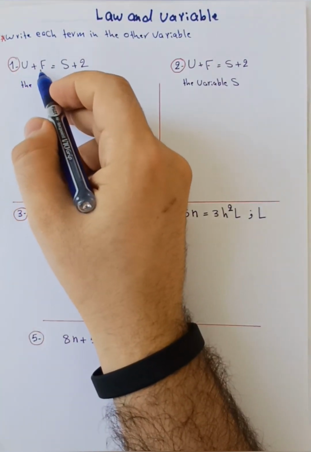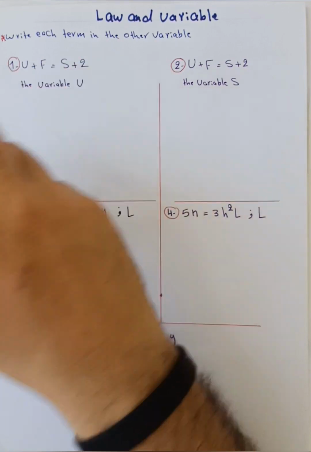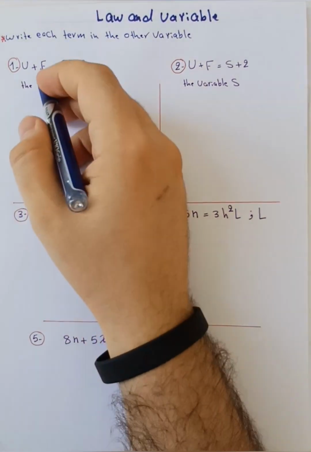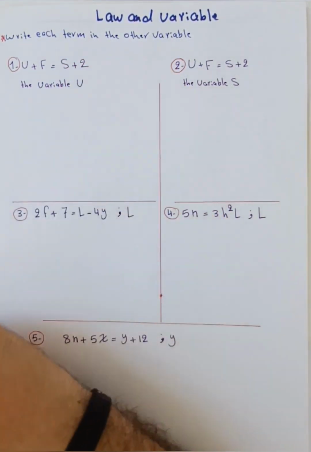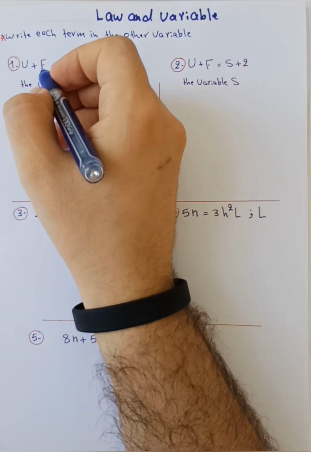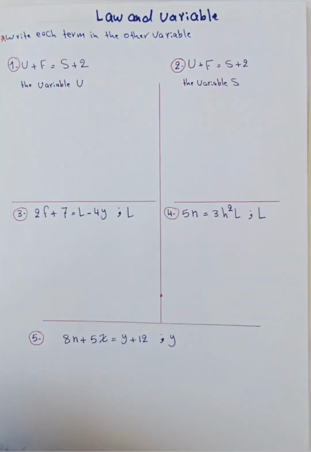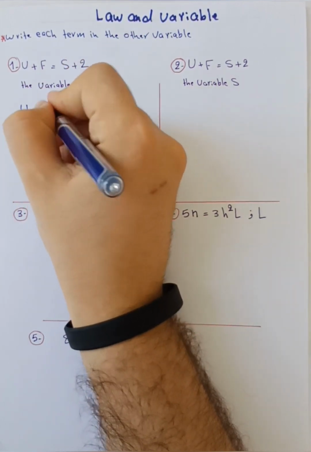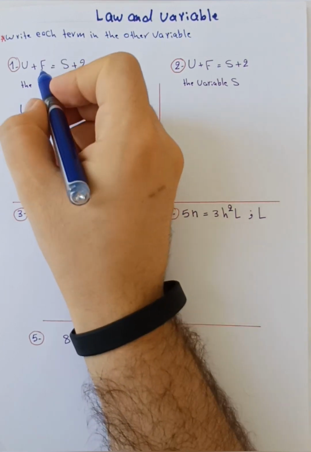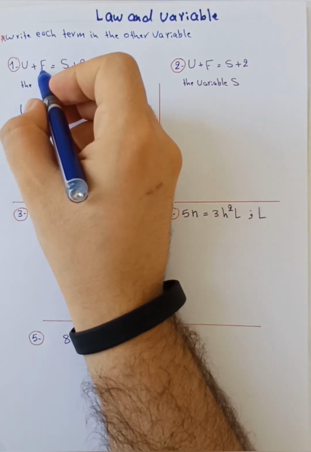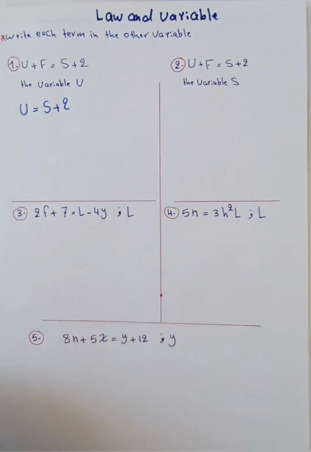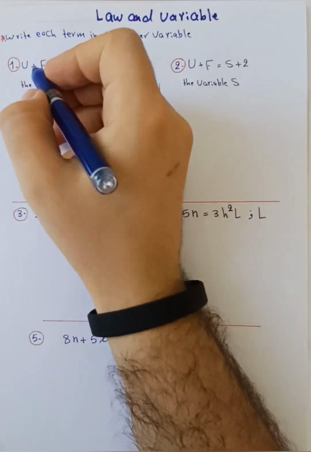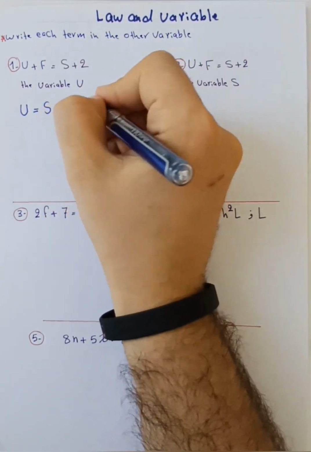Example number 1, you have v plus f equal to s plus 2, and the variable v. We have to make this equation's variable v stay alone. So we have to change the place of variable f to the right side, so we can write v equal to s plus 2 minus f. When we change the place of the variable f, its sign changes from positive to negative, because positive f becomes negative f.